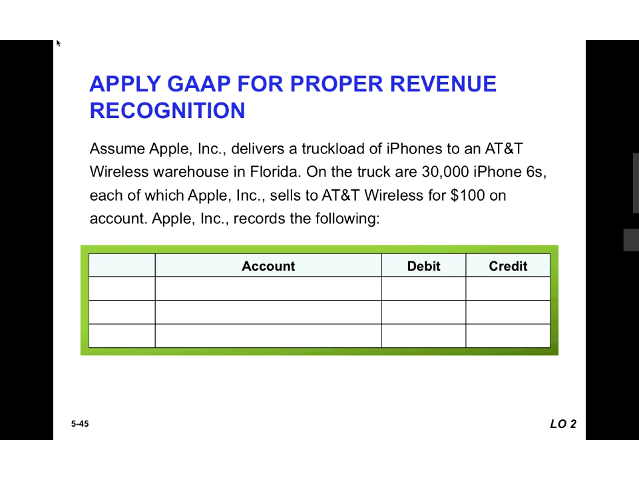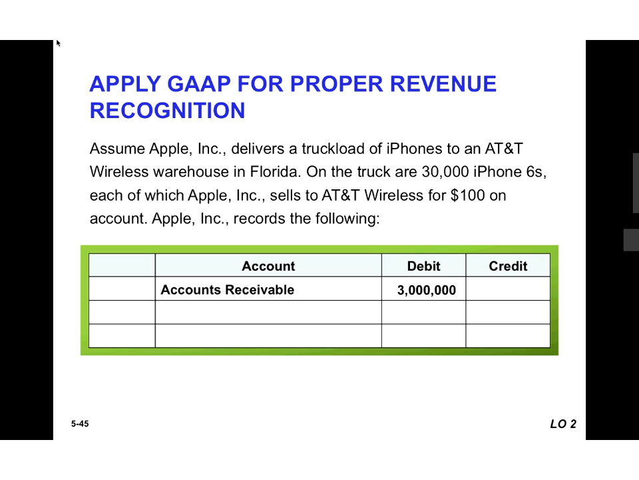Now, we're going to do a couple journal entries. Let's assume that Apple delivers a truckload of iPhones to AT&T. Okay, so we're just using really small numbers so it doesn't get out of hand. On the truck are 30,000 iPhones, each of which Apple sells to AT&T for $100 on account. So this is a basic sale journal entry. We're doing this from Apple's standpoint. So when Apple sells these phones, they have 30,000 of them at $100 each, $3 million.